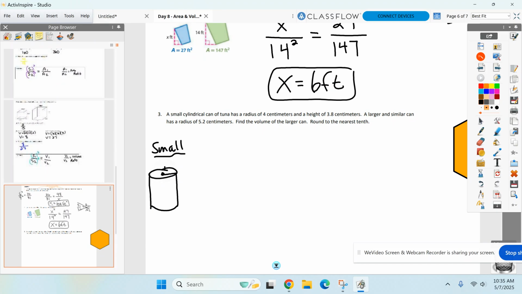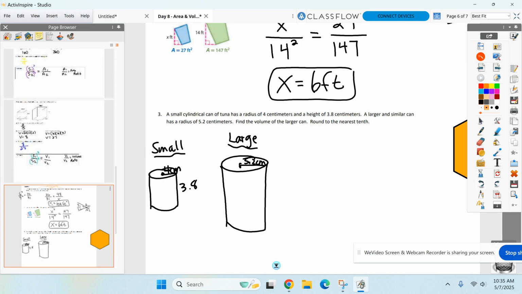All right, anyway, the small can has a radius of 4 centimeters and a height of 3.8. And then we have the large can of tuna. It's similar, good for us. It has a radius of 5.2 centimeters. What is the volume of the larger one? I don't need the height. What's the volume of the larger one?